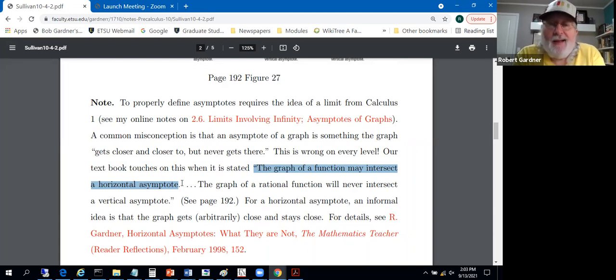And I can read Sullivan's mind when he makes a statement like this. He's trying to address this closer and closer, but never gets there idea. It can get there. He doesn't really address the idea that it doesn't have to get closer and closer, at least not at this stage. Maybe it's further in the book, but that's the case as well. Closer and closer, but never gets there. That's not the definition of a horizontal asymptote. Now, with that said, many of the examples we'll see will involve closer and closer, but never gets there. Not all of them, but many of them will.